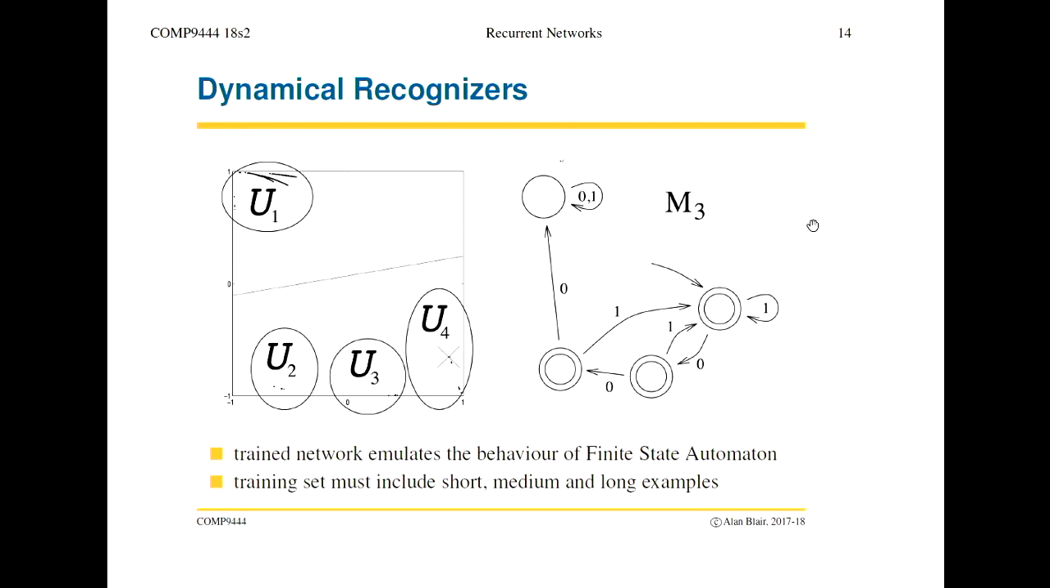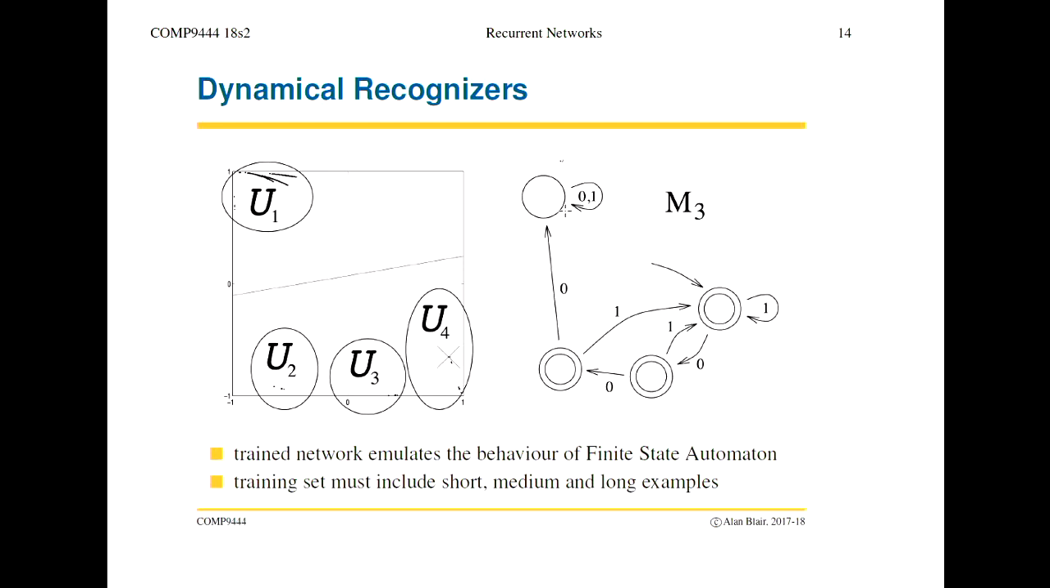So again, let's look at the machine first. You start in this state here. And then whenever you see a 1, you go back to this initial state. But if you see a 0, first you go to here, and then if you see another 0, you go to here, and if you see another 0, you go to here. So if you see 3 zeros in a row, you'll end up in this state, and that's the only way you can get to that state.